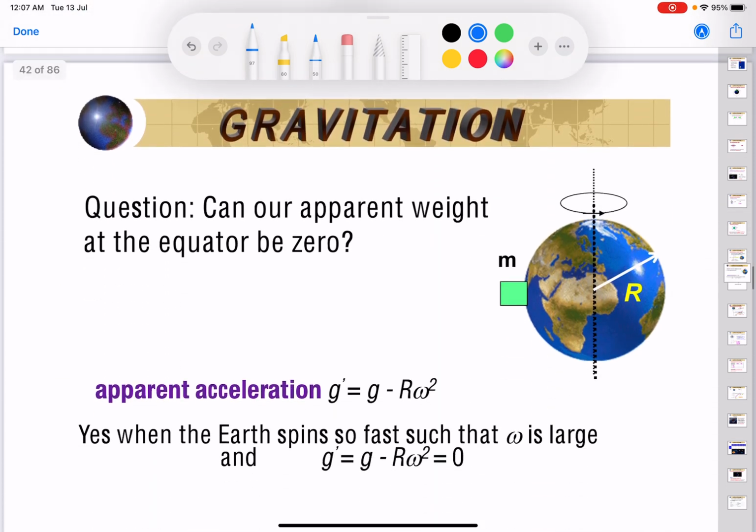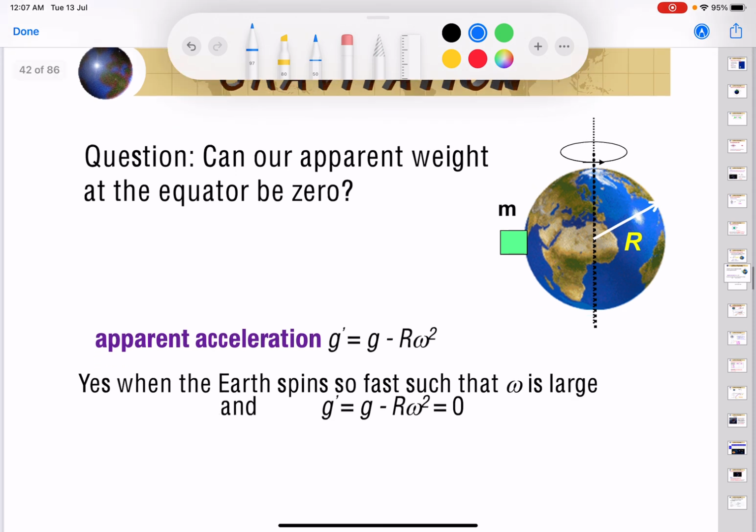Now the question is, is there a way for our apparent weight to be zero? Well, it's possible if the Earth is turning fast enough. So using this equation that we have derived previously, we can find the value of ω such that the apparent weight mg' is zero.